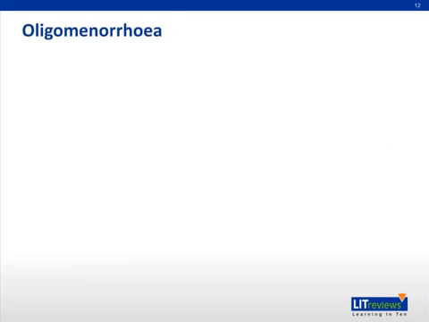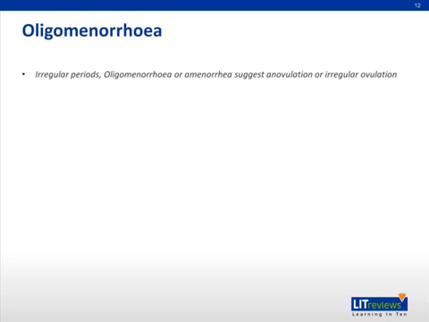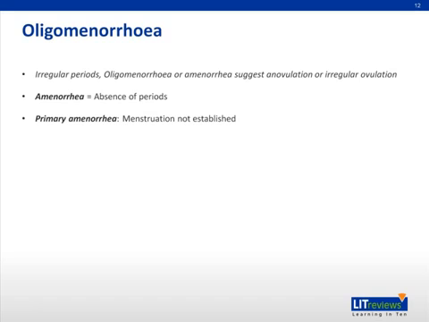Let's talk about oligomenorrhea, scanty menstruation. Often put loosely, it means irregular periods, and it suggests anovulation or irregular ovulation. Amenorrhea means total absence of periods. Amenorrhea may be primary, which means menstruation has never been established.